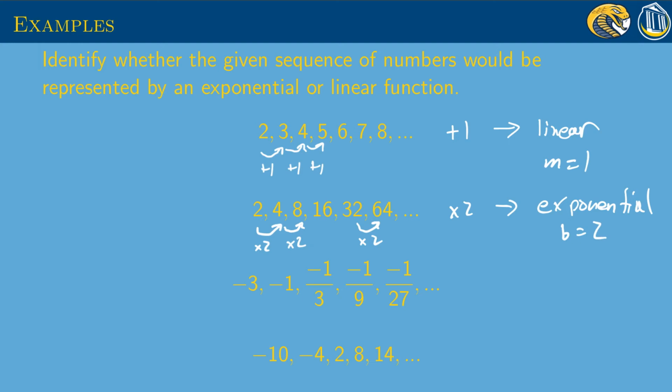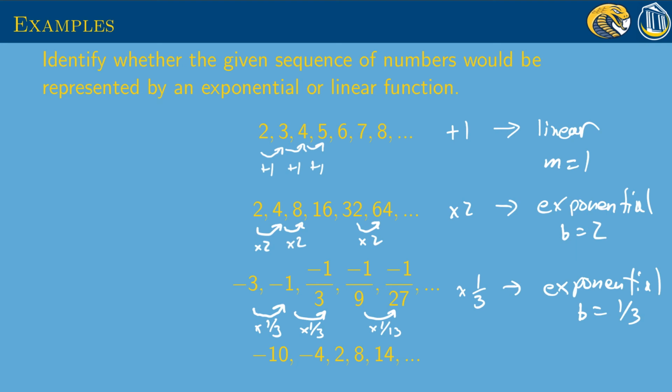What about this one? We'll notice we're subtracting 2, and then we get into fractions, so this definitely isn't going to be linear. But we could see to get from -3 to -1, we multiply by 1/3. From -1 to -1/3, we multiply by 1/3. And for every term in this sequence, we multiply by 1/3. So this is exponential, and the b in our exponential function will not be 2, but will rather be 1/3.